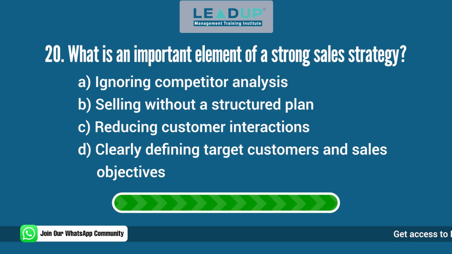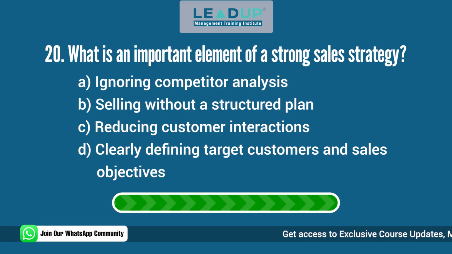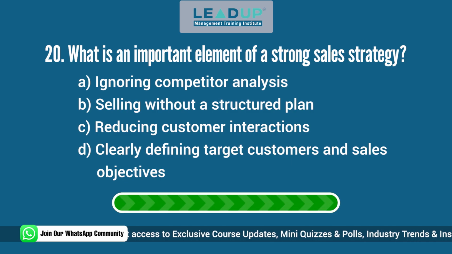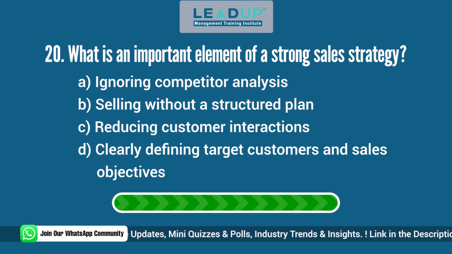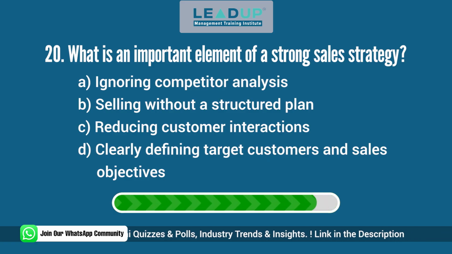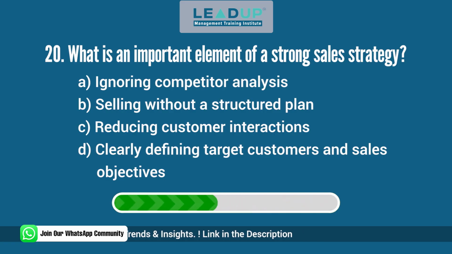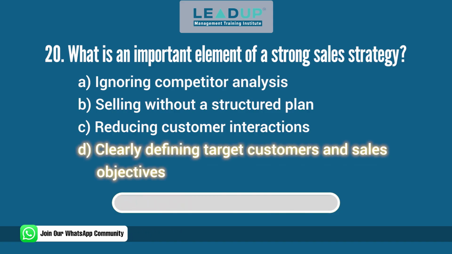Question 20. What is an important element of a strong sales strategy? A. Ignoring competitor analysis. B. Selling without a structured plan. C. Reducing customer interactions. And D. Clearly defining target customers and sales objectives. Answer: clearly defining target customers and sales objectives.